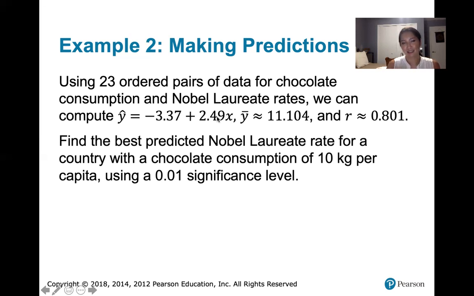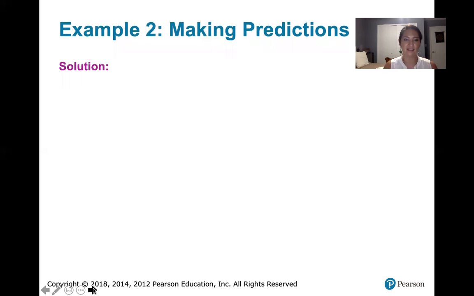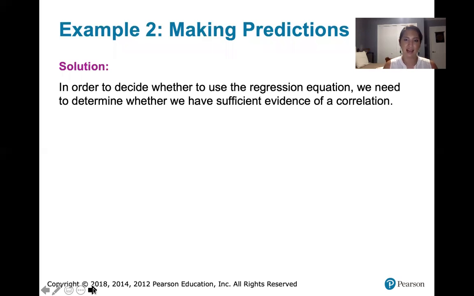You have to check if there is a linear correlation between the variables first. If there is a linear correlation, go ahead and use the line. If there's not evidence of a linear correlation, go ahead and use Y bar, the sample mean. But you always have to check and see if there is evidence of a linear correlation first. And that linear correlation depends on the significance level. Okay, so let's decide whether or not we have evidence of a correlation.